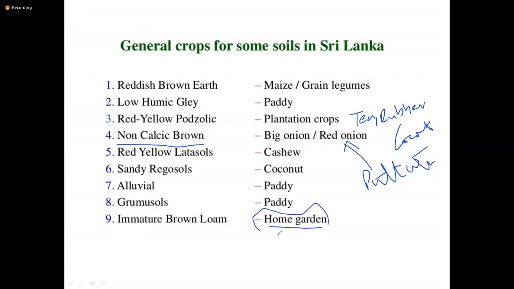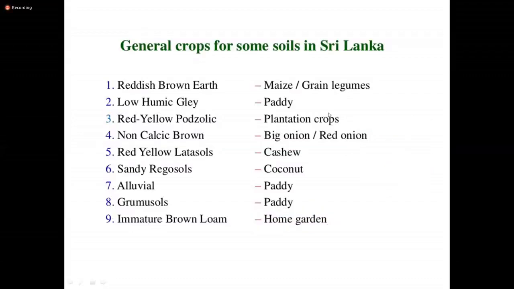So with some different manipulation of soil amendments, we can have a home garden on immature brown loam. Nowadays, home gardening is popular, right? This is just an example, but we can see other crops as well, based on our good management practices, okay?